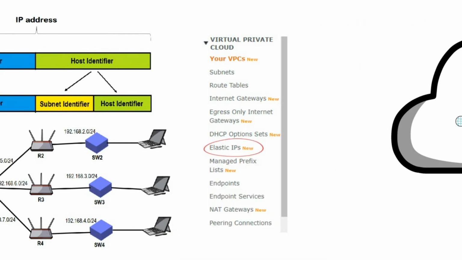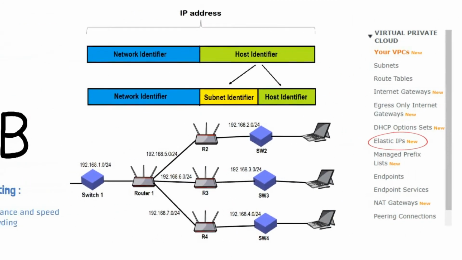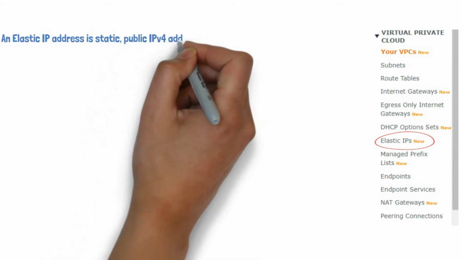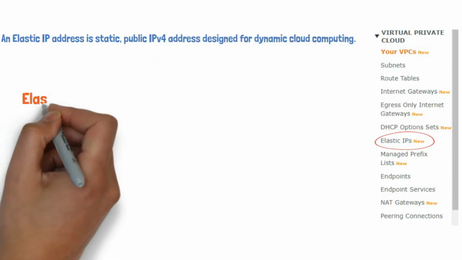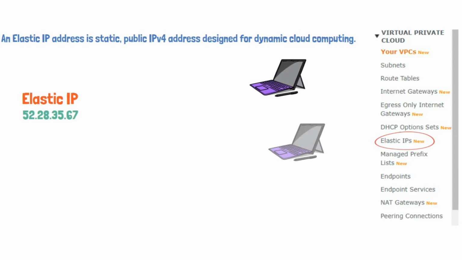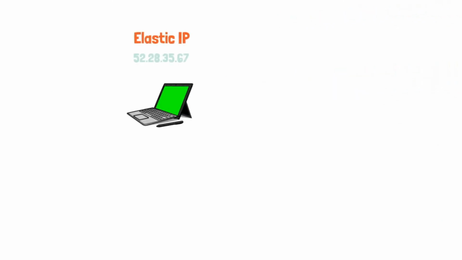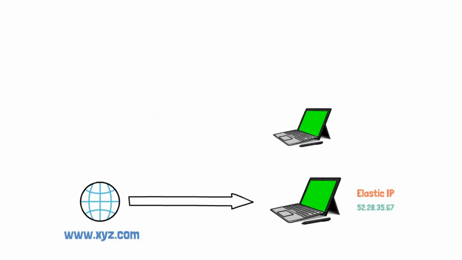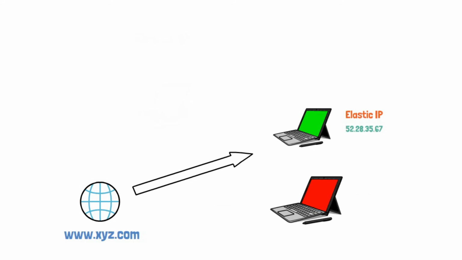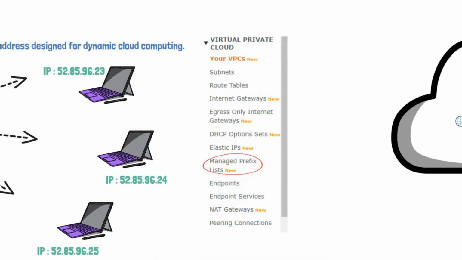Next is Elastic IP. An Elastic IP address is a static, public IPv4 address designed for dynamic cloud computing. You can associate an Elastic IP address with any instance or network interface in any VPC in your account. Elastic IP is a fixed IP which does not change after stopping and restarting the virtual instance. With an Elastic IP address, you can mask the failure of an instance by rapidly remapping the address to another instance in your VPC. Then we have Managed Prefix List.